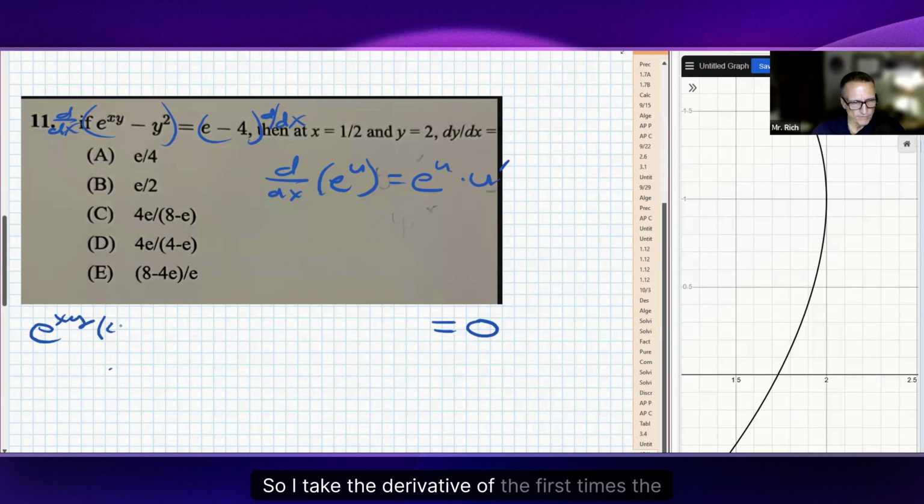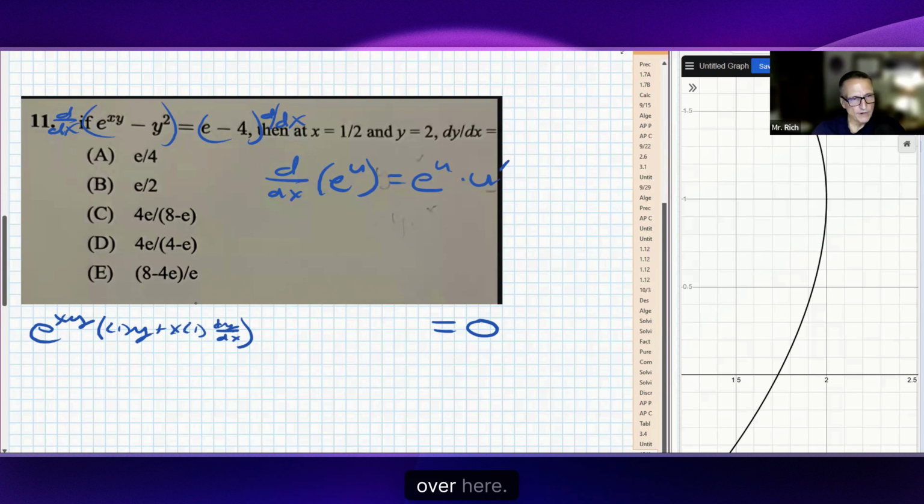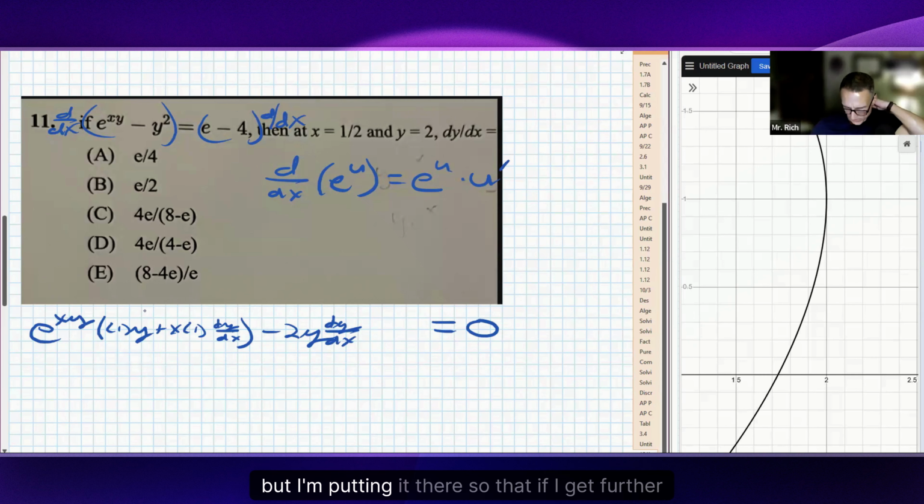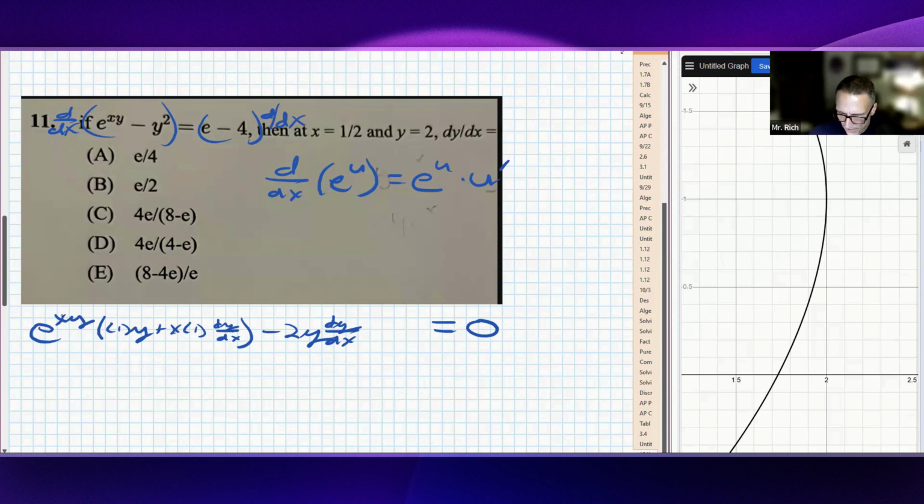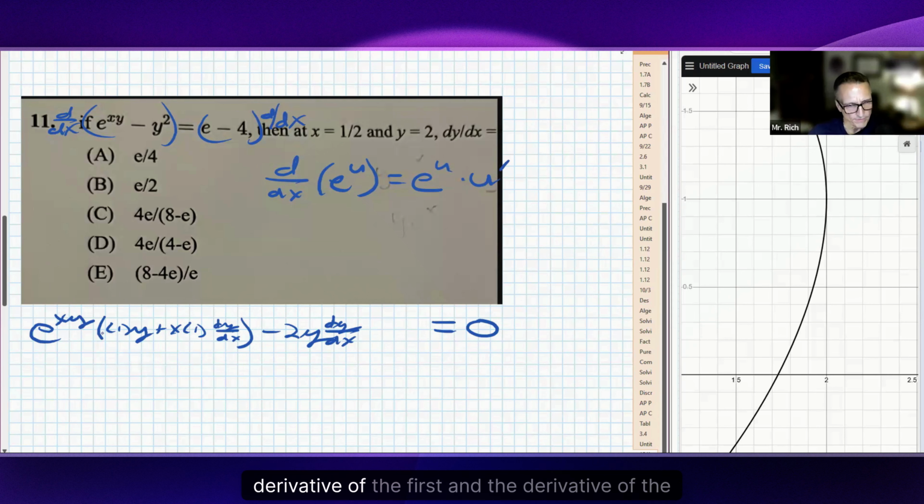So I take the derivative of the first times the second plus the first times the derivative of the second. I'll make a comment about that in just a minute. Over here, the second term is a negative 2y times dy dx. Why did I put a 1 and a 1? I don't need to put that there, but I'm putting it there so that if I get further down in the problem and I'm going back and checking my work, it's a place where I showed that I took the derivative of the first and the derivative of the second. So that 1 is representing the derivative of the x of my product rule.